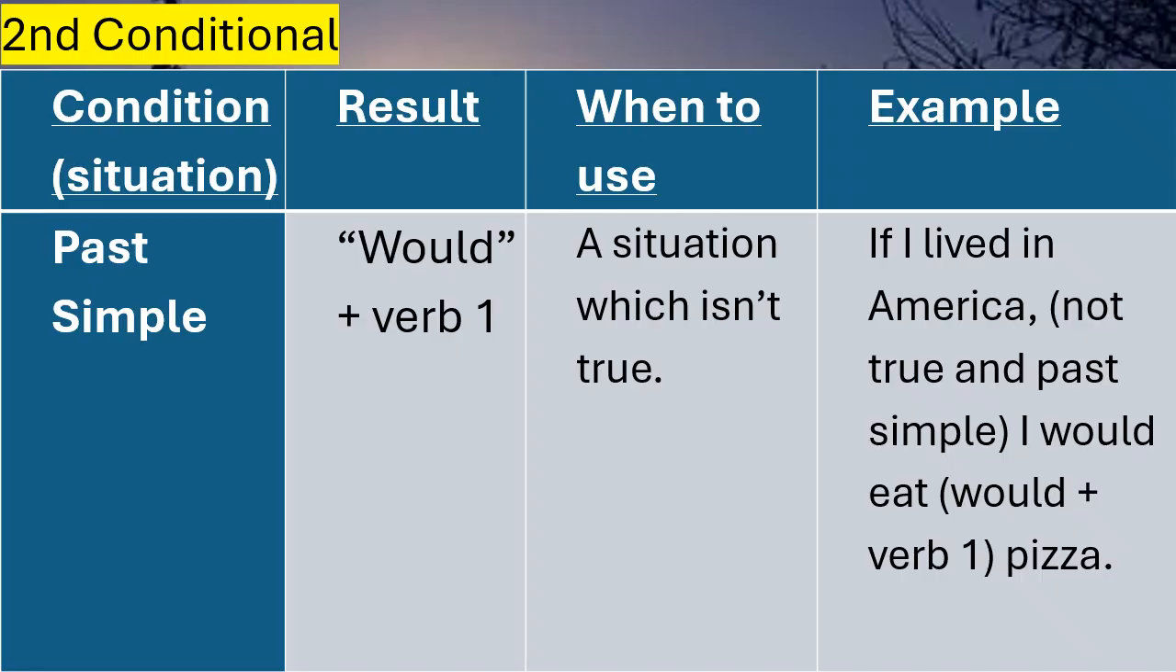Okay, second conditional. So for this one, the if part, the condition is in the past simple, and the result is would plus verb 1. So when do we use this one? In a situation which isn't true. So for example, if I lived in America, which is not true, I don't live there, and I lived, it's past simple, and then the result, I would eat, so we're talking about would plus verb 1, eat pizza.